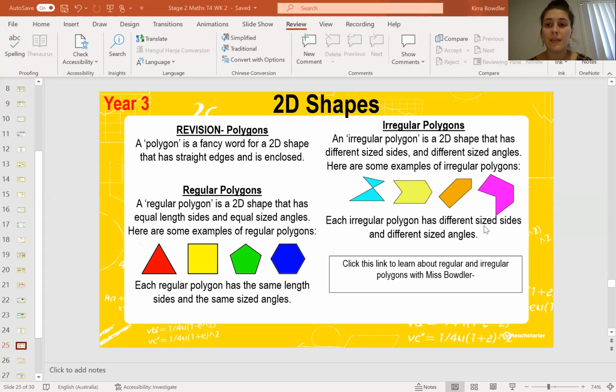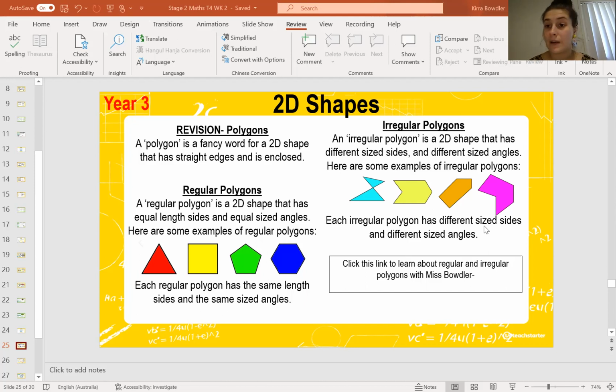Today, we are going to be looking at something that you may not have heard of before. We are looking at something called regular polygons and irregular polygons. If something is regular, it's normal. If something is irregular, it's not quite normal. So a regular polygon is a 2D shape that has equal length sides and equal sized angles. Now remember that the word equal means the same. So it has the same length sides and the same sized angles.